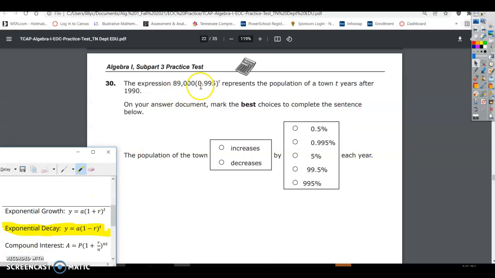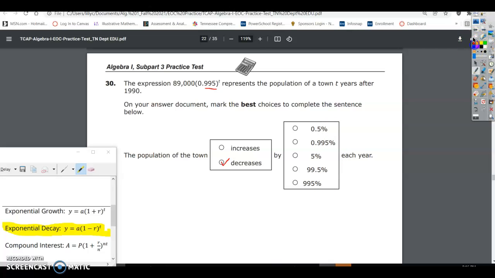Anything greater than 1, if it's 1 plus your interest rate, would be greater than 1. If it's 1 minus your interest rate, then it would be decay. So we can say that this one is decreasing. And then it says, what is the percentage amount? Be very careful. This is in decimal form. This is in percents. So we have to convert again from decimal to percents.